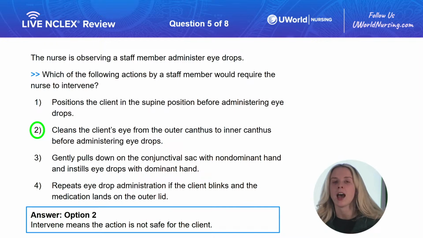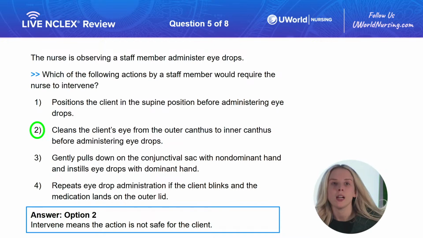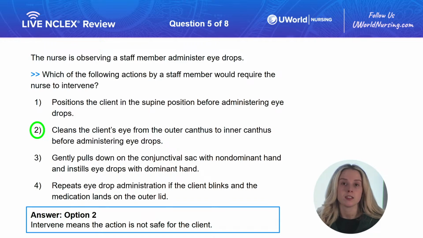So in this case, the eye, that inner canthus typically will be cleaner than the outer canthus, so we go inner to outer, not outer to inner. 1, 3, and 4 do not require follow-up because they are okay interventions. Option 1 positions the client in the supine position before administering eye drops. This is correct. If they prefer to be seated, you can have them tilt their head back.